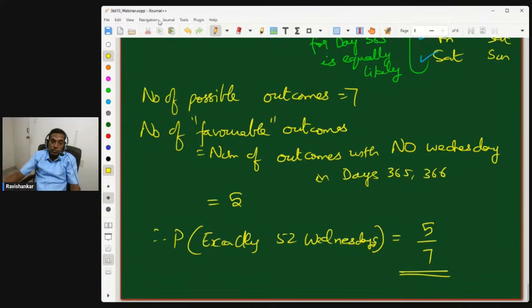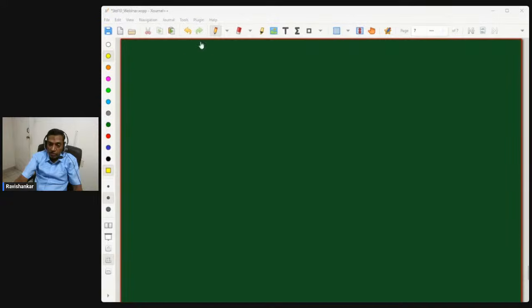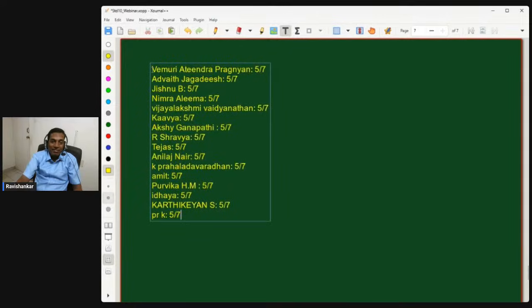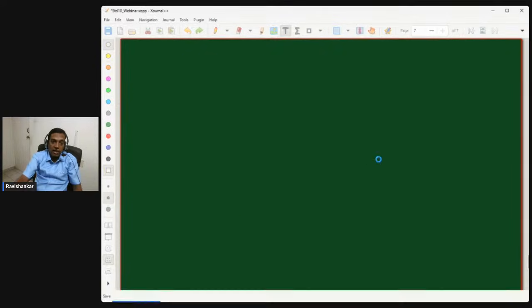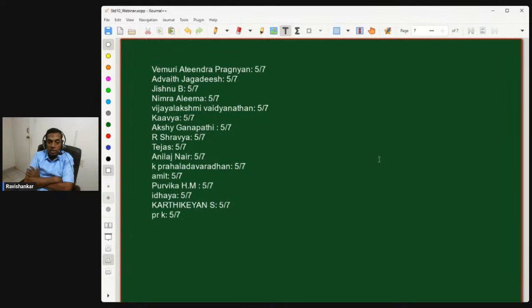The following list of students got it right. Only very few students have got it right. Let me share their names on the screen. We have Vemuri, Atindra, Pragyan, Advait Jagdish, Jishnu, Nimra Alima, Vijayalakshmi Vaidyanathan, Kavya, Akshay Ganapati, Shravya, Tejas, Anilaj Nair, Prahaladavardhan, Amit, Purvika HM, Idaya, Kartikeyan S, and PRK. Maybe those are just initials. There's a spelling mistake, please excuse me. Congratulations to all the students who got it right.